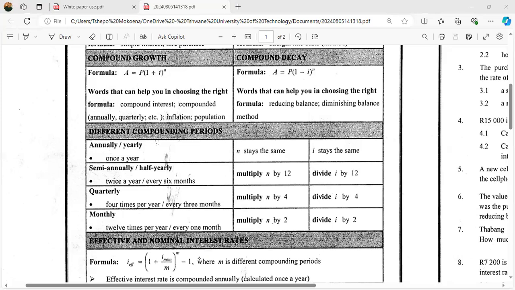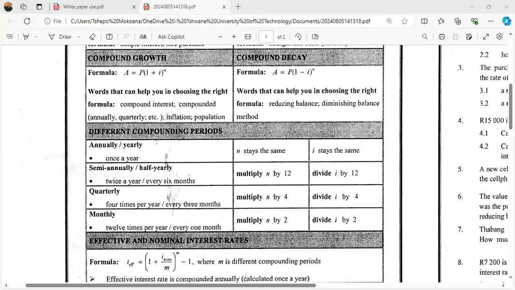How do they work? They say annually or... hello? Okay. Hello? So that was a technical issue, error, whatever.